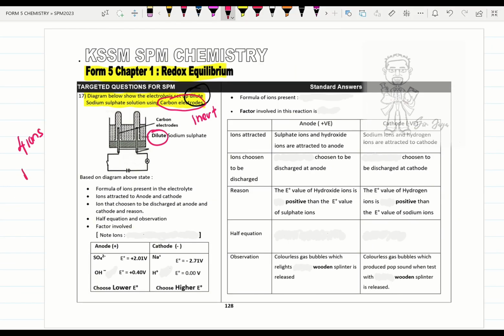So what are the ions? We have sodium ion, hydrogen ion, sulfate ion, and hydroxide ion. And when they use carbon electrode and dilute sodium sulfate solution, the factor involved in this reaction is factor 1, which is known as E0 value.